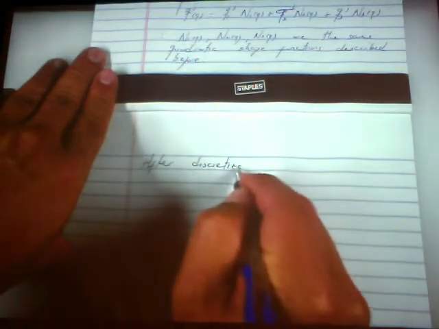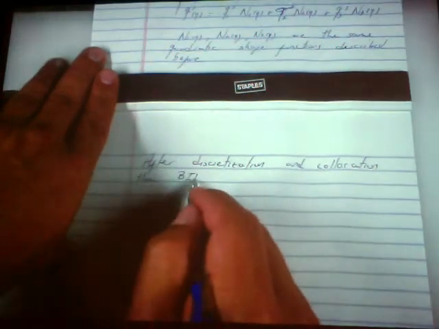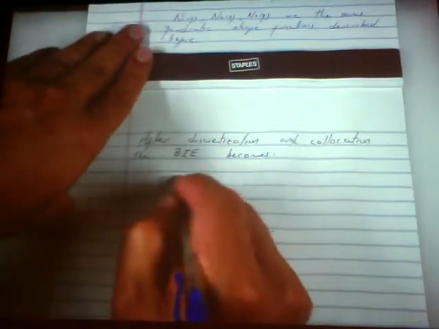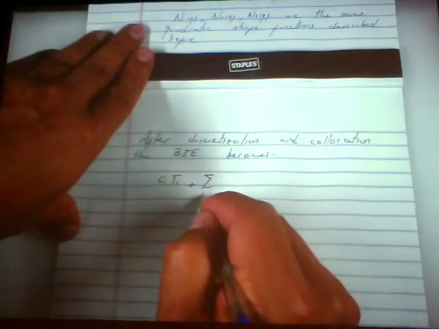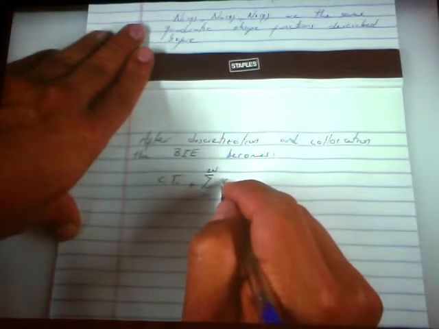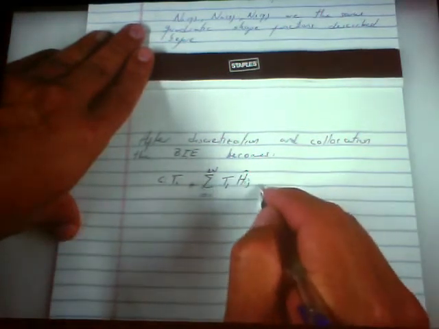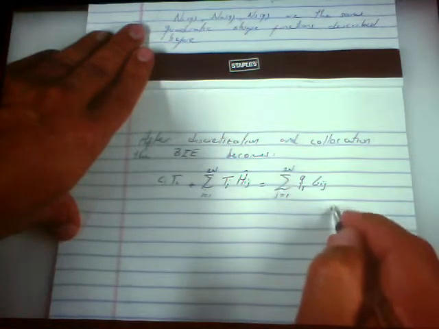So, after discretization and collocation, the BIE becomes Ci Ti plus the summation from j equal 1 to 2n of Tj times Hij equal to Qj times Gij, such that i goes also from 1 to 2n.